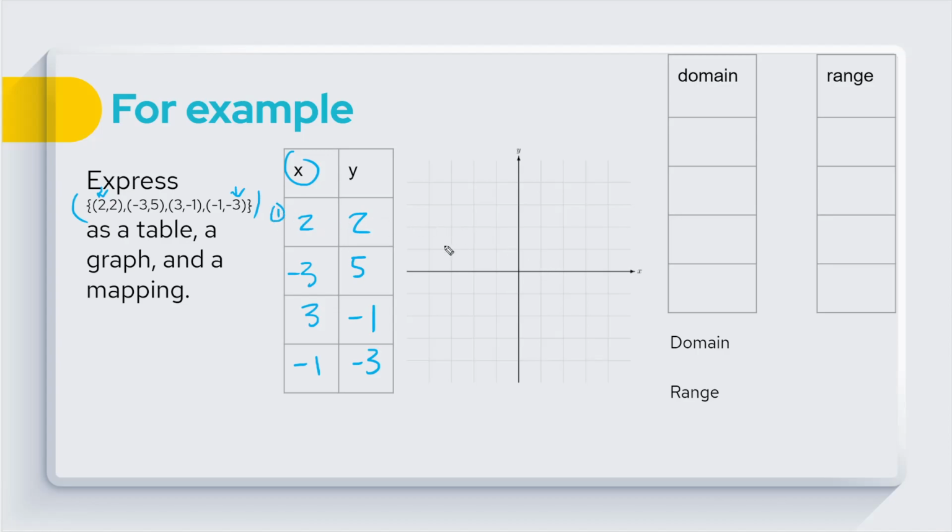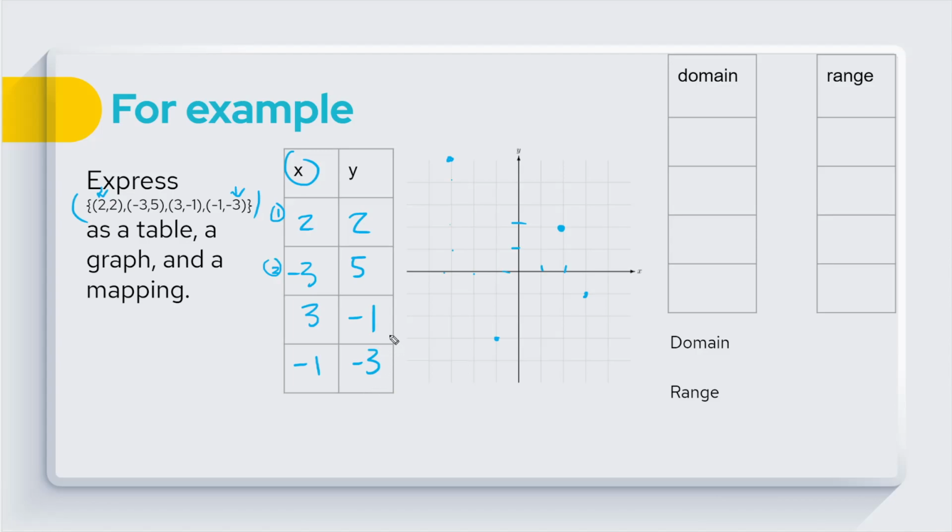this first one is 1, 2, 1, 2. And there it is. The second one, -3, 1, 2, 3, 5, 1, 2, 3, 4, 5, right there. 3, -1, 1, 2, 3, -1, and the -1, -3, -1, -3.